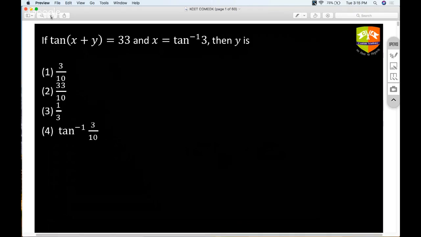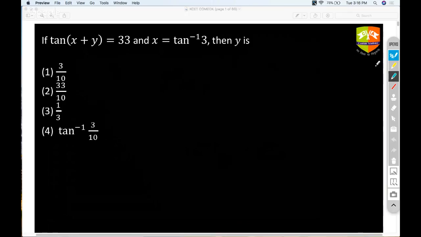So tan of x plus y is equal to 33, and x is given to you as tan inverse of 3. We need to find out what our y is. Okay, so I've started getting the response. So option 4 is what people are saying here. It's a very easy question. Again, all these questions are actually easy. It's just a test of your speed.